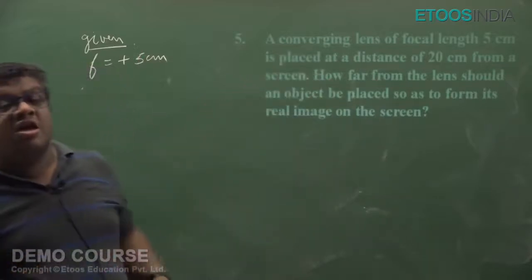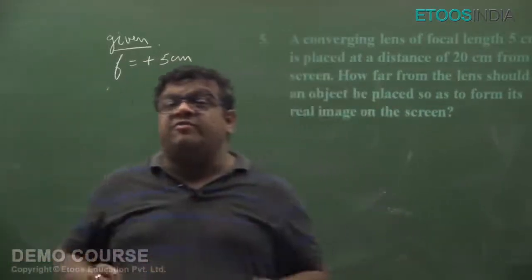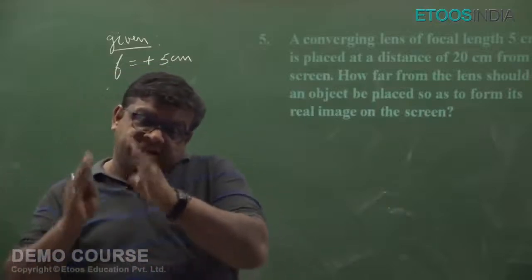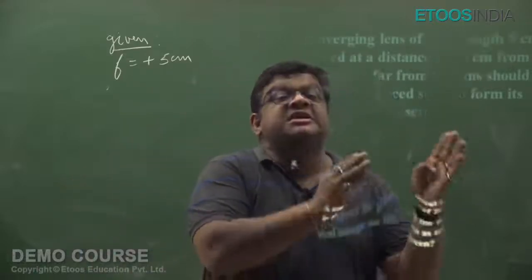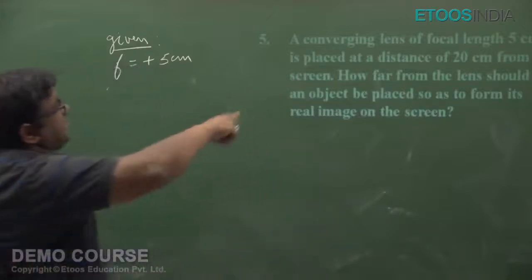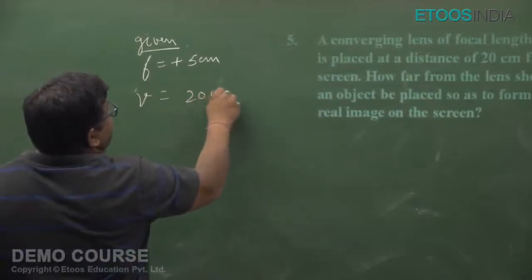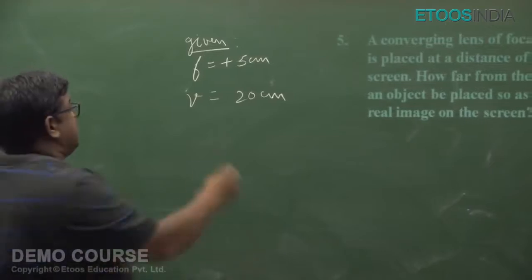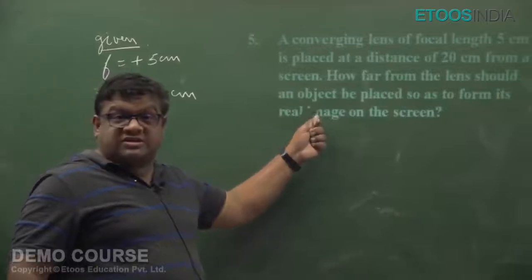Students, I am going to tell you one thing. Whenever they talk about the screen distance, so what is screen? Screen is where we take the image. So, it is the distance of screen from mirror or lens. That means it is image distance. So, V is 20 centimeter from the screen. How far from the lens should an object be placed to obtain a real image on the screen?